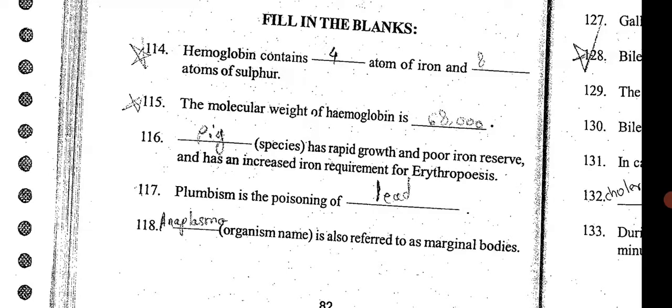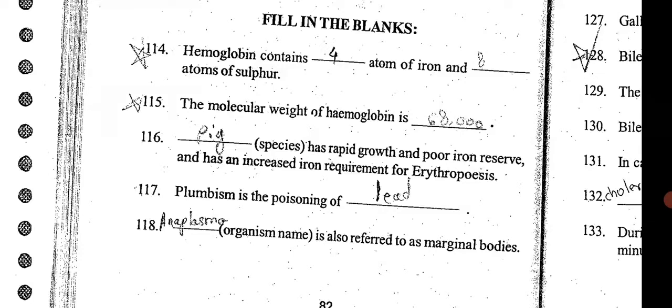Onion is a rich source of sulfur. So onion may have importance with the chemistry of the red blood cell, which has sulfur atoms. The molecular weight of hemoglobin is 68,000. We can remember it with the fact that there are 8 atoms of sulfur, so the number 8 can be remembered from that fact.